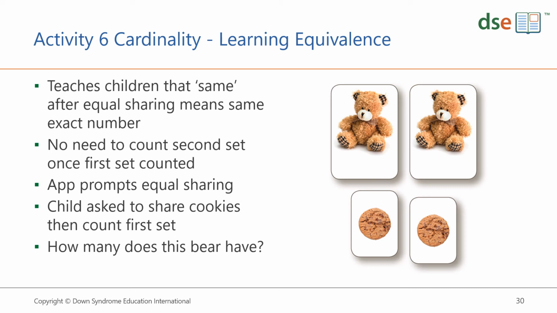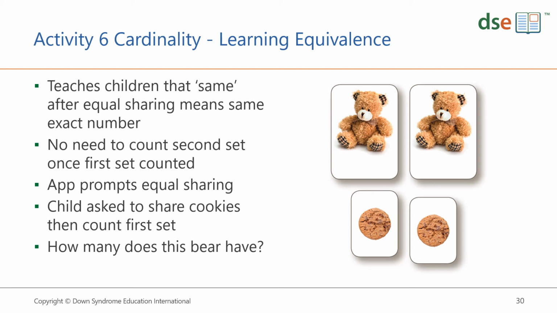Now, the last activity in first counting is an equivalence activity. And this is to check that they're going to link their understanding of same, that something's the same, and they know they've shared equally, and each child or each bear has the same number of cookies or bananas or sweets. We're getting to the stage where they know, if they know it's the same, then it must be the same number of items, and that there's no need to count the second set.